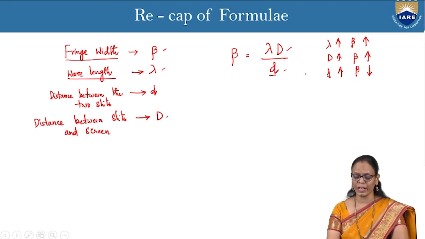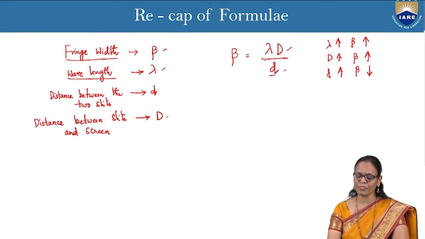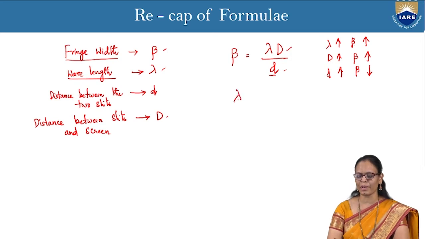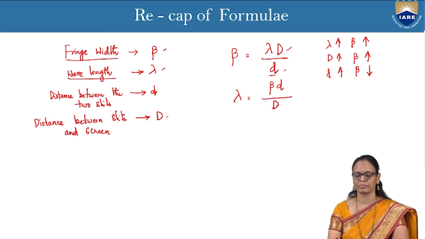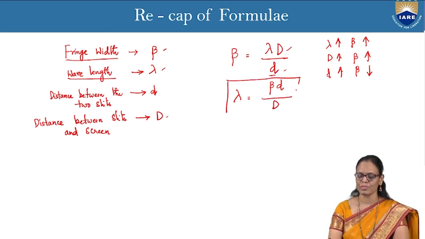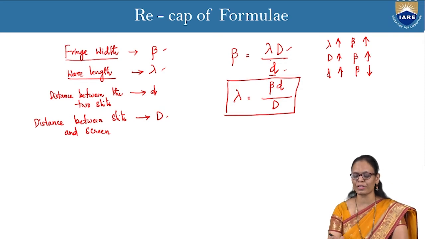Now in our numericals, if you are given beta, the fringe width, capital D, the distance between the slit and the screen, and small d, the distance between the two slits, we can easily calculate lambda. So lambda is equal to beta d upon capital D. We'll use this formula directly.